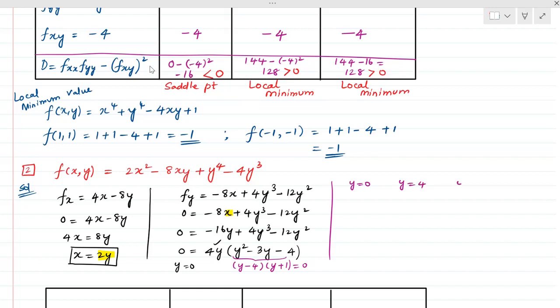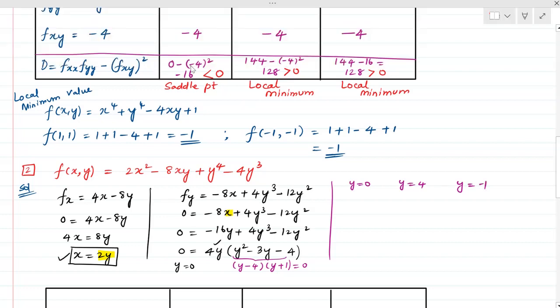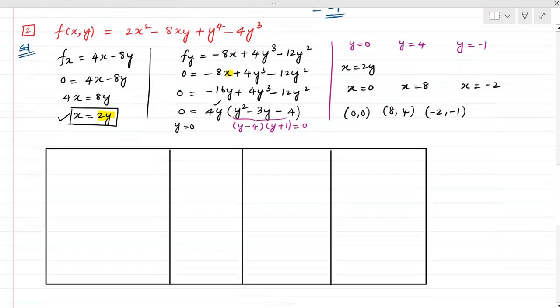Now what is the value of x? Just substitute here. In place of x, x equals 2y. So when you substitute, you will get 0. When you substitute, it becomes 8. When you substitute, it becomes minus 2. So the points are 0 comma 0, then 8 comma 4, not 4 comma 8. First x, after that y. So here minus 2 comma minus 1. So I have to discuss these 3 points.